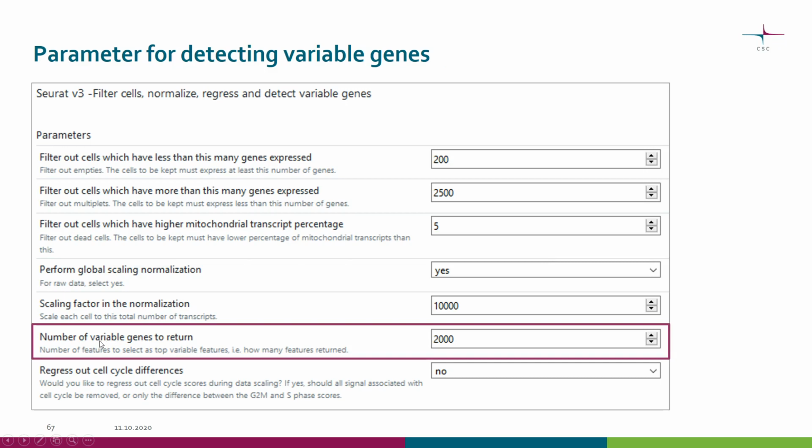All this happens in Chipster in a tool called Filter Cells, Normalize, Regress, and Detect Variable Genes. And for this particular step, the relevant parameter is here, number of variable genes to return.